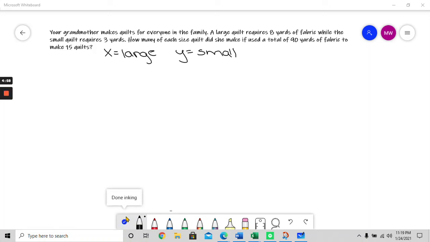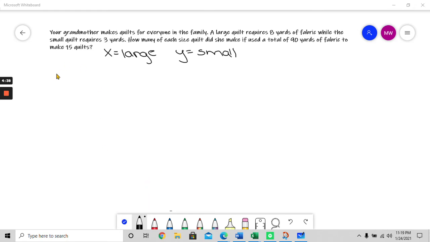Your grandmother makes quilts for everyone in the family. A large quilt requires 8 yards of fabric, while the small quilt requires 3 yards. How many of each quilt did she make if she used a total of 90 yards of fabric to make 15 quilts? So we're going to say x is large and y is small.